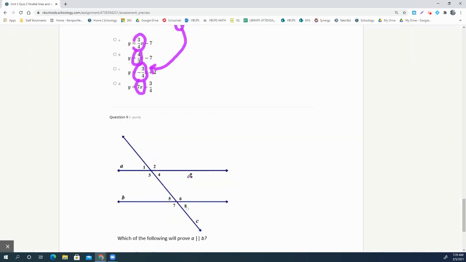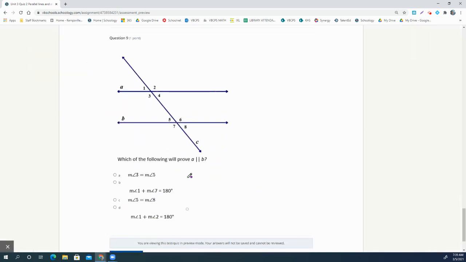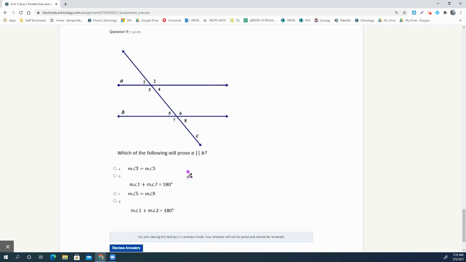Then we've got number 9. This is the one that usually causes people problems. And I'm going to warn you, there's one like this on the test. You just have to go through and really look at what it's saying. Don't rush on these. Read carefully. So 3 equals 5. Is that a true statement? Does 3 equal 5? Why not?